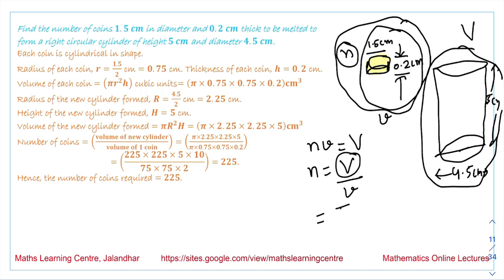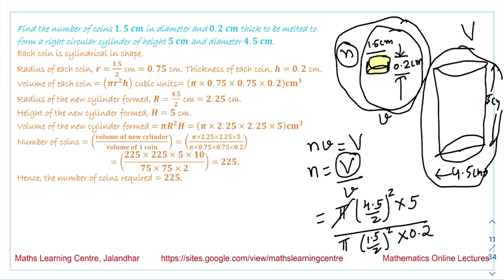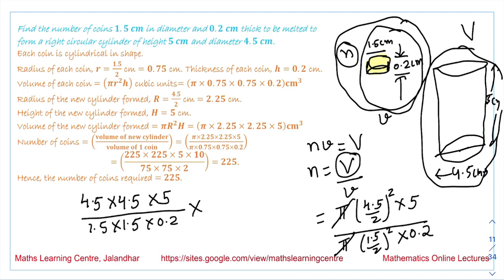What is the value of capital V? The formula is π times radius squared times height, that is π(4.5/2)² times 5. What is the value of small v? It is π(1.5/2)² times height, which in this case is 0.2. So this π gets cancelled in both cases. What we have is 4.5×4.5×5 upon 1.5×1.5×0.2. This 2 is in the denominator, and this 2 will come as the numerator.